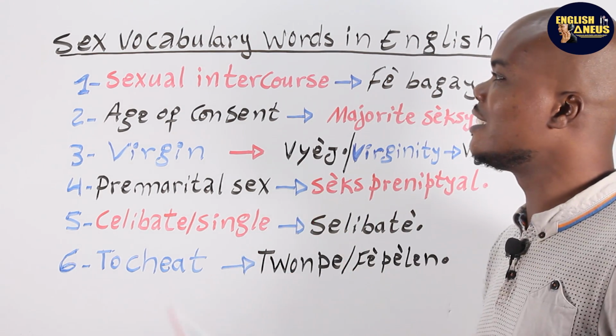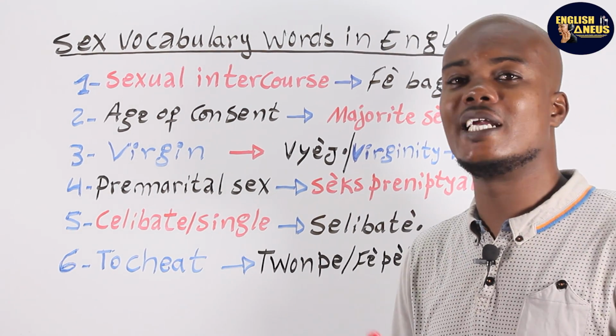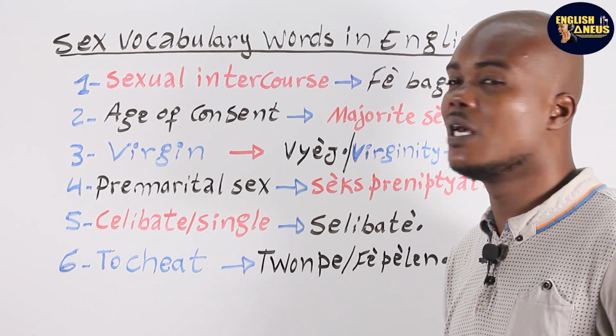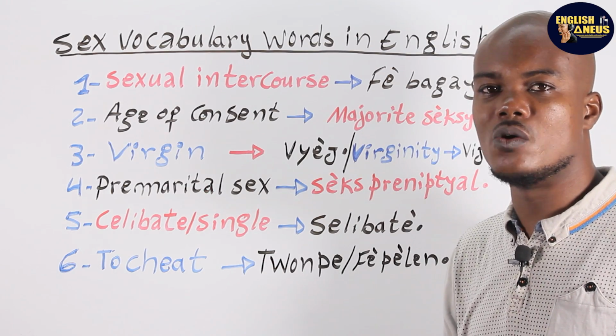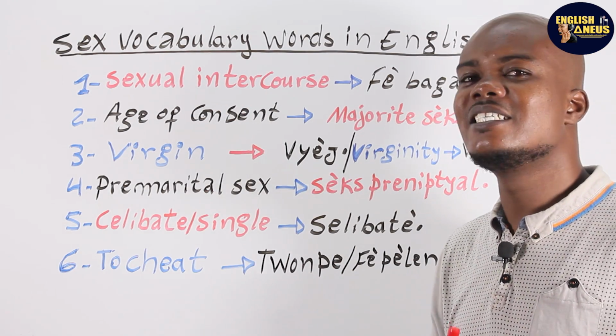Okay, the first one is sexual intercourse. You can say intercourse or intercourse. Premier vocabulaire, il prononce comme sexual. Sexual intercourse. Ou ka dit sexual intercourse, ou fait T avec silence.